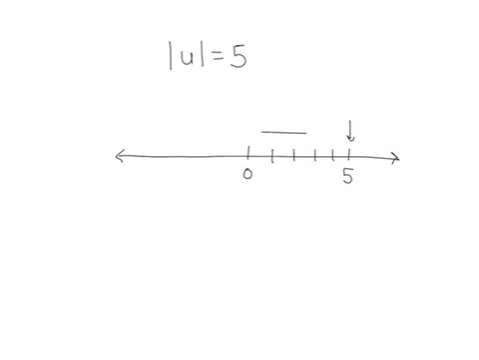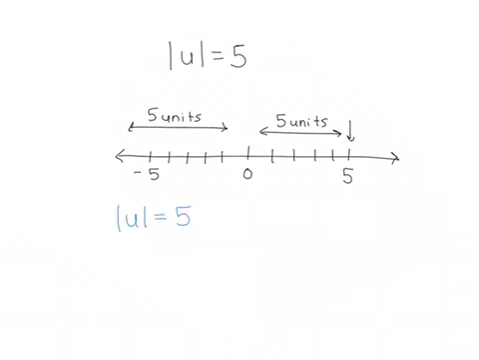Well, if we measure this distance right here, that's 5 units. But we could also go 5 units in the other direction to -5, and that's also 5 units because we don't measure distance negatively. So when we're looking at the equation above, the absolute value of u equals 5, we actually have two options. u could be 5 or u could be -5. Because if I plug that back into the original, if I take the absolute value of 5, that's 5, so that checks. And if I take the absolute value of -5, that's also 5, so that checks.